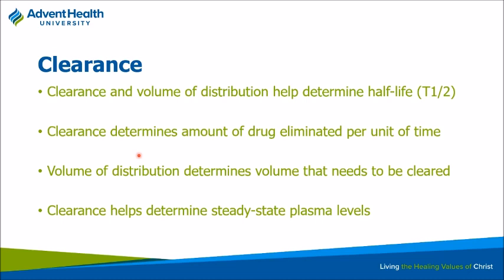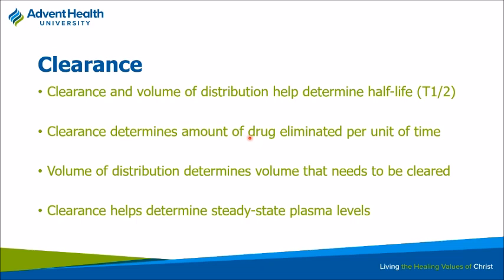So looking at this, you'll find that clearance will determine the amount of drug that can be eliminated per unit of time, but the volume of distribution will also tell us what kind of volume has to be cleared to get rid of that drug. So for something that has a low volume of distribution that's hanging out in the blood, you think you have an easier time getting cleared or a harder time? Easier, because it's right there in the blood. It gets filtered through the glomerulus, and then you're good to go, right?